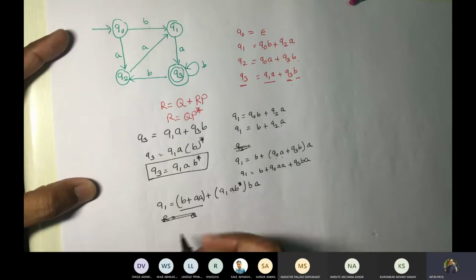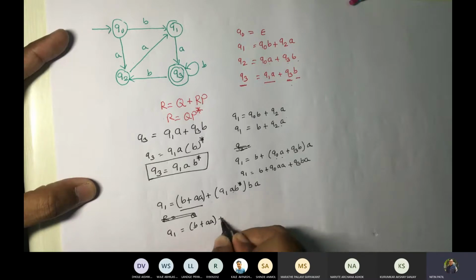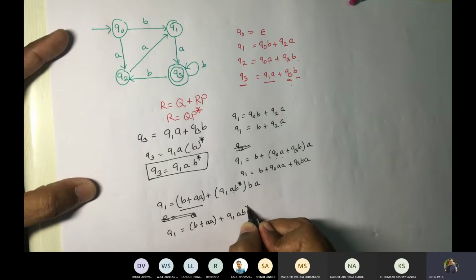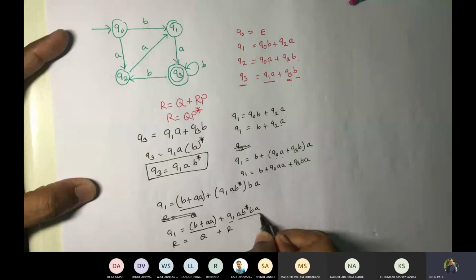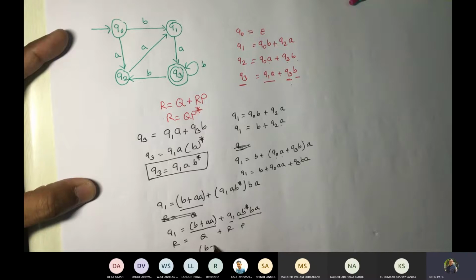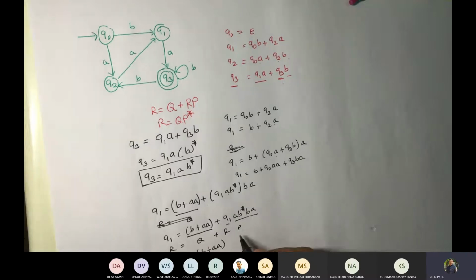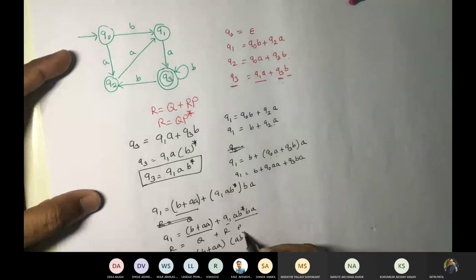Okay, so let me simplify this first. So I will write Q1 equal to B AA. So if I see now, this R equal to, this is Q plus this is R and this is P. So it is to be written as Q1 is equal to QP star. So B plus AA. Now P is AB star BA and then star of it. Why? Because we are writing QP star. So P is this. So we got now the Q1 equation formulated this way.